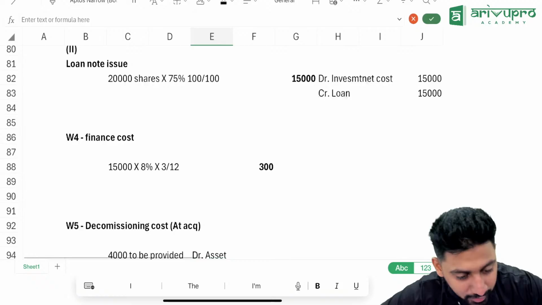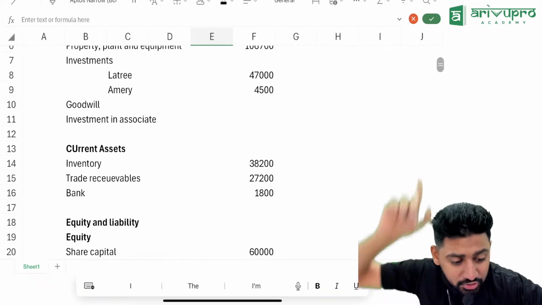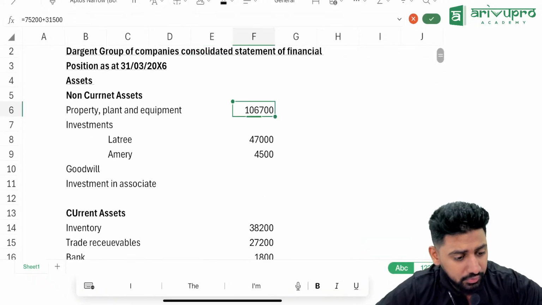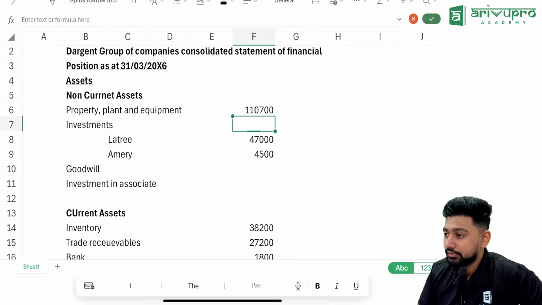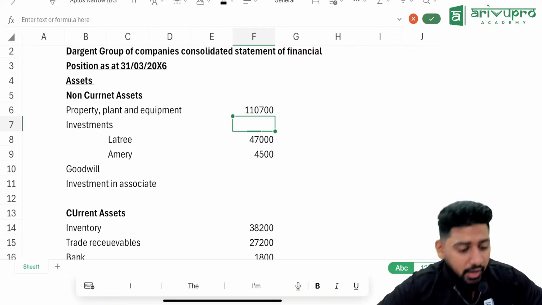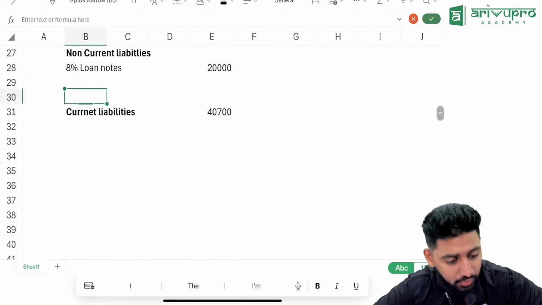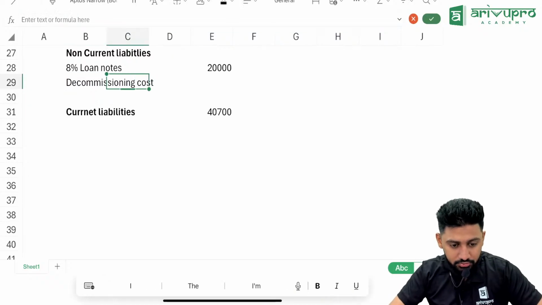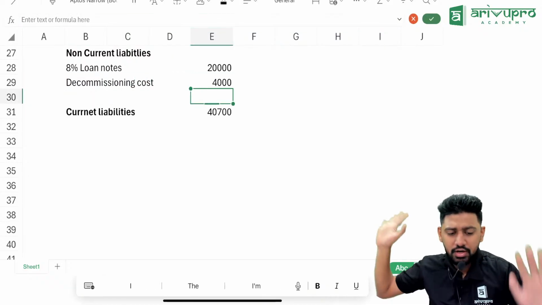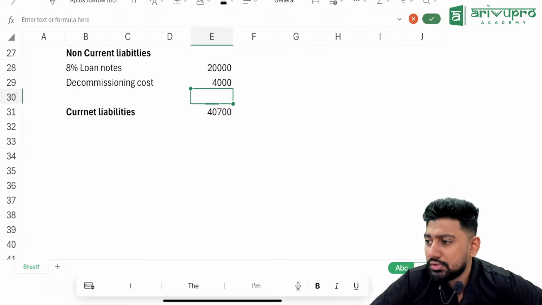Now I'm going to provide my 4,000. I go to the top. They say it's not provided. I go here, plus 4,000. Are we clear? And then I have to provide a liability. I come down, decommissioning cost. How much? 4,000. Done and dusted. That's it. Done and dusted.